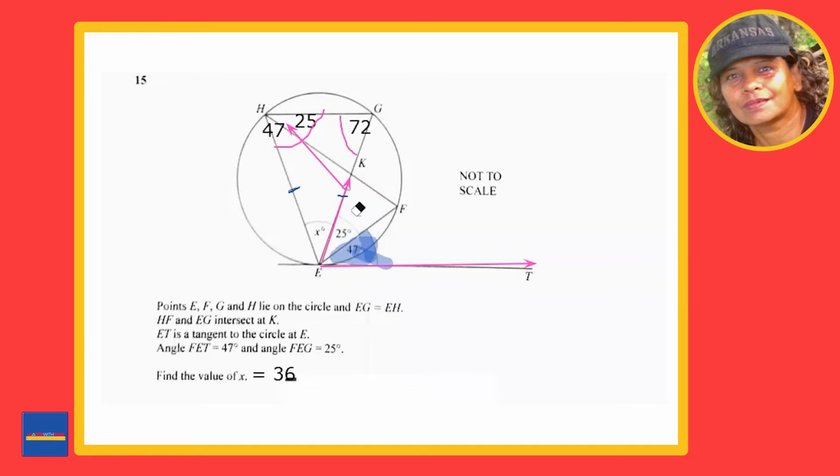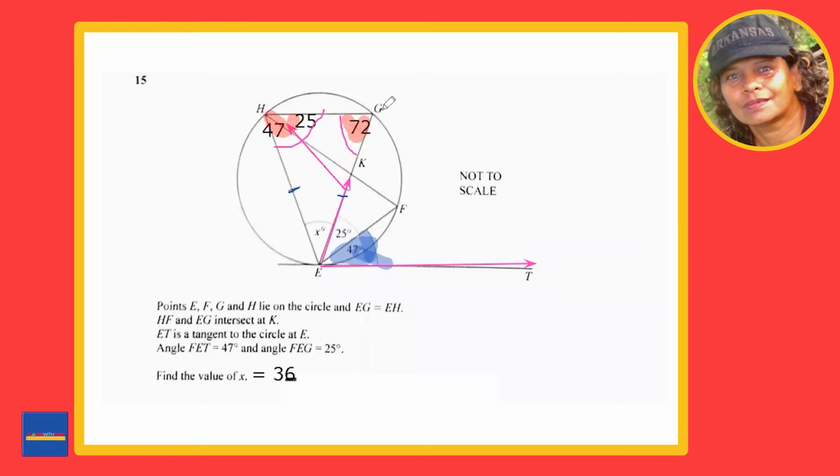is 25. Find the value of x. Now, if these two lengths, EH and EG, are equal to each other, it's an isosceles triangle. So that means these two angles are also equal. The two angles here are equal to each other.